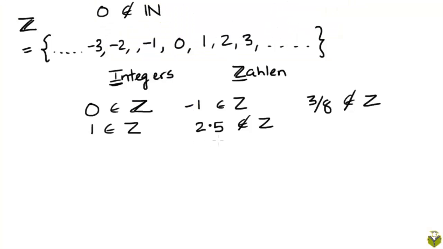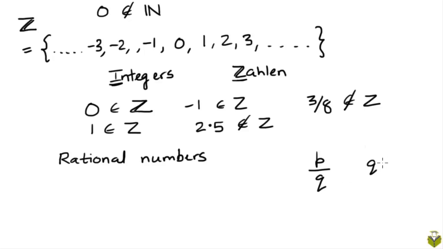So if 2.5 is not an integer and 3 by 8 is not an integer, what type of numbers are these? As you probably have studied earlier, these are examples of rational numbers. A rational number is a number which can be written as the ratio of two integers, p and q, where the denominator, the integer in the denominator, should not be 0. So q must not be 0.